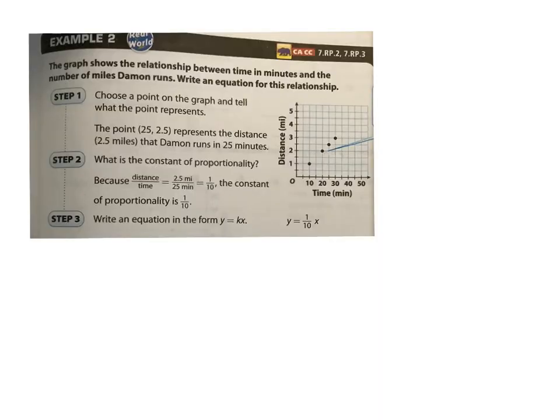Okay, and example 2, again, done for us, but let's walk through it so that we can know what's going on. We don't want to just skip it because they're trying to tell us something, right? The graph shows the relationship between time in minutes and the number of miles Damon runs. Write an equation for this relationship. Well, we know that a rate is a distance over time.